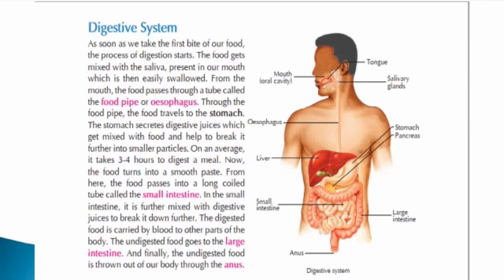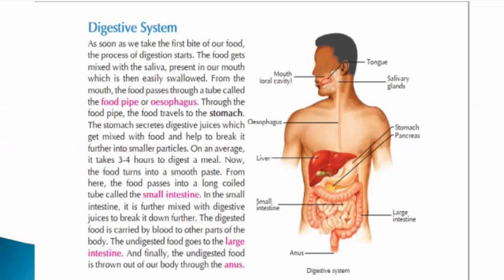Children, if we have to define digestive system, we can say it is the system of organs responsible for getting food into and out of the body and for making use of food to keep the body healthy. Children, we'll learn to draw the digestive system and understand the process of digestion.